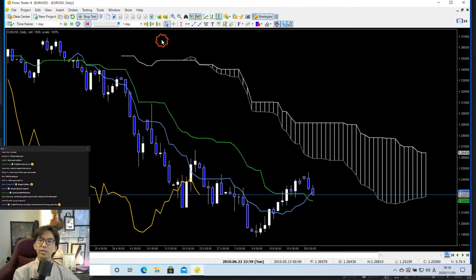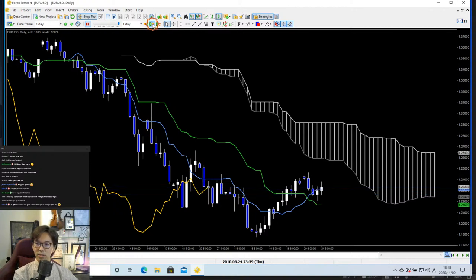So let's move on a little bit more and see if we can find the Chikouspan breakout next. When I find it, then I will stop. So let's move on.